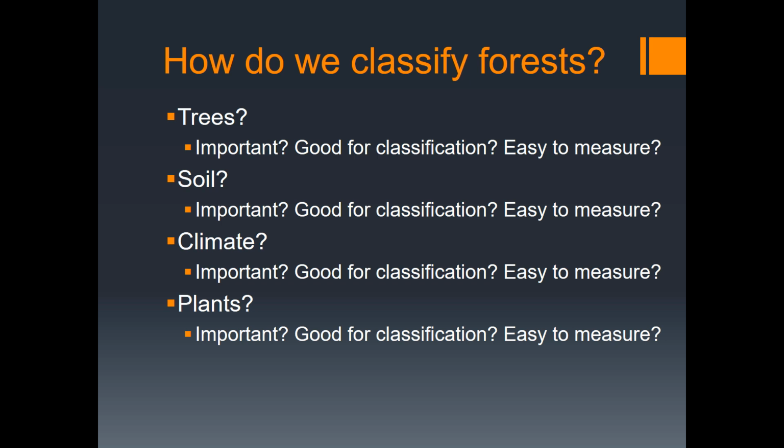And then lastly, plants. So we might not think plants are as important if we're thinking about classifying forests, thinking about the types of trees that might be there. But they are good for classification because plants help us to get insight into the soil. The types of plants that grow in a location are heavily dependent on the soil there. And plants are also pretty easy to measure. They're quick to identify, quick to take some rudimentary measurements.